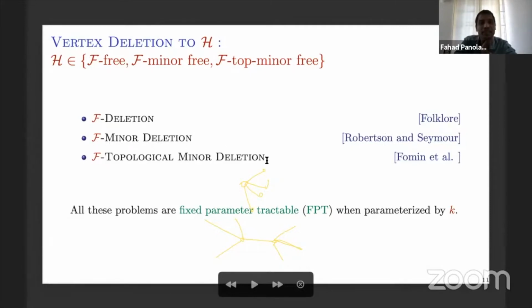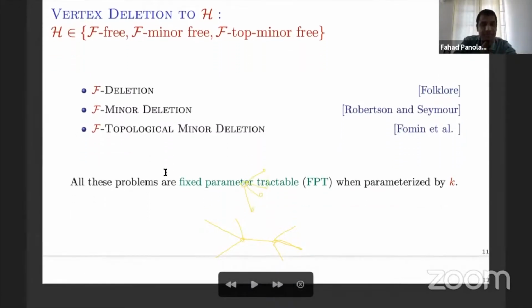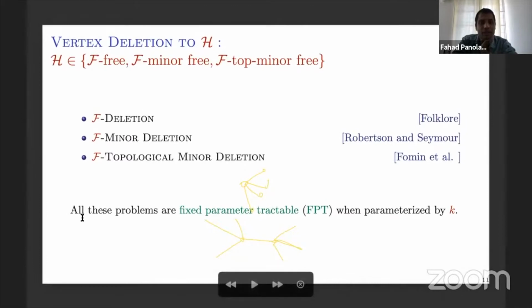And F topological minor deletion, after deleting k vertices, I want to get into the graph class which is F topological minor free. And for this also there is an FPT algorithm, which is very recent, like in 2020. And all these problems are, as I said, fixed parameter tractable.